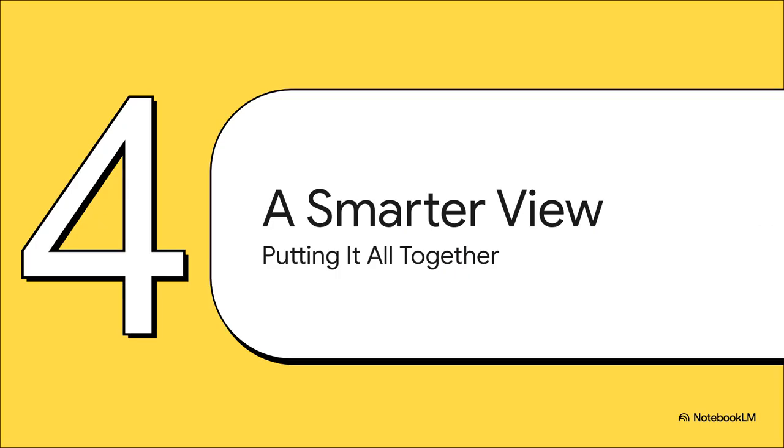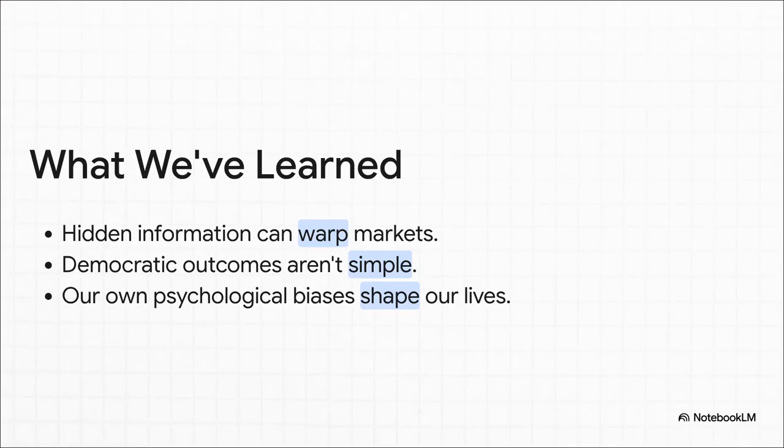Okay, so after all that, where does this leave us? We've journeyed to three frontiers that really challenge those simple models from Econ 101. So let's tie it all together. So what have we learned? First, that hidden information isn't some minor issue. It can fundamentally break markets and create things like the lemons problem.